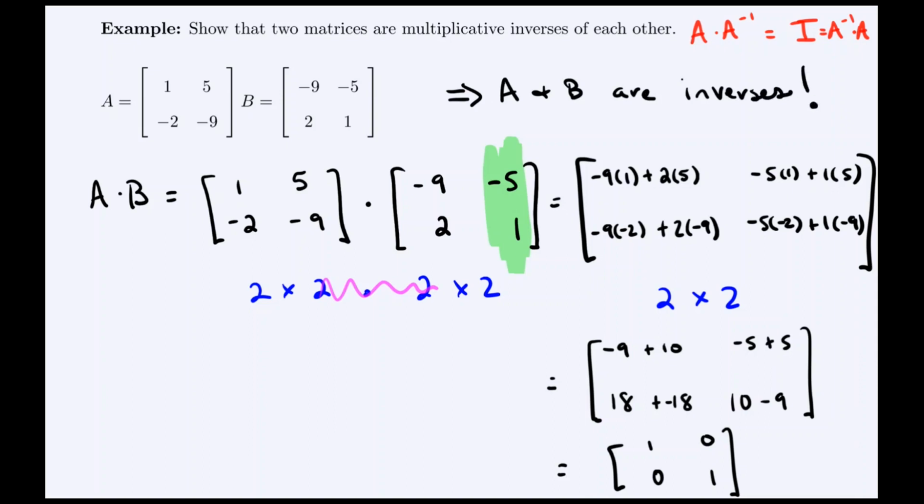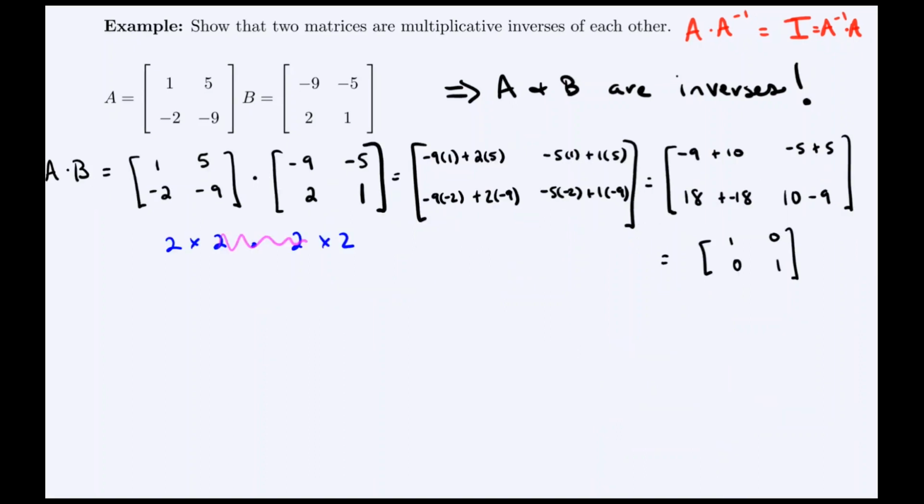So if you're ever asked to show that two matrices are inverses, you're just going to multiply them, and if you get the identity, they're inverses. Now for practice, why don't you take a moment to pause the video and next multiply B times A. Now we're going to expect the same result. We should get the identity since we know these are inverses.